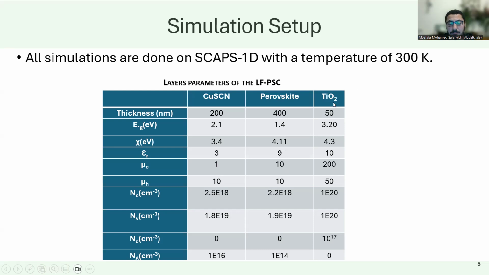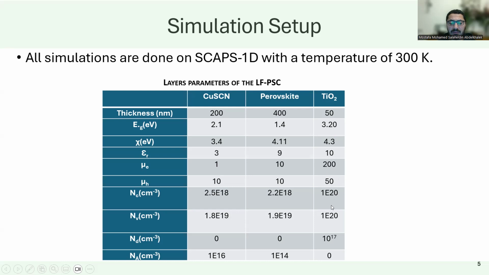The electron transport layer, which is the TiO2, the thickness is 50 nanometer. The energy gap is 3.2 electron volt. The affinity is 4.3 electron volt. The relative permittivity is 10. The mobility of electrons is 200. The mobility of holes is 50.